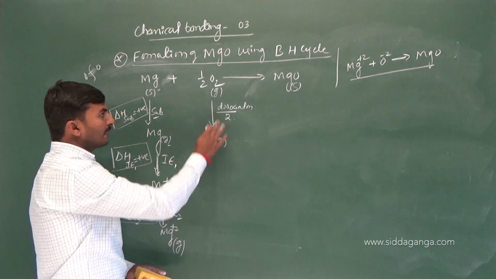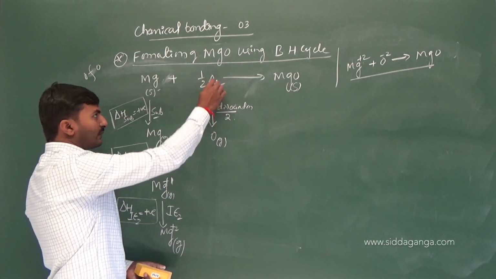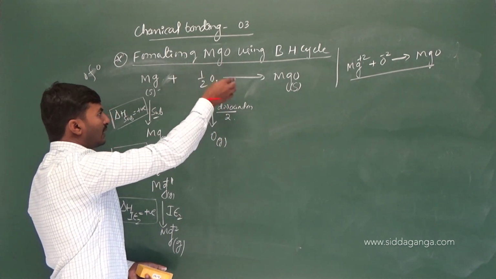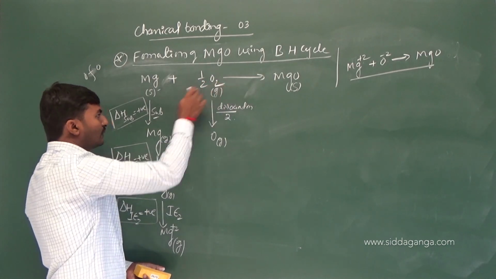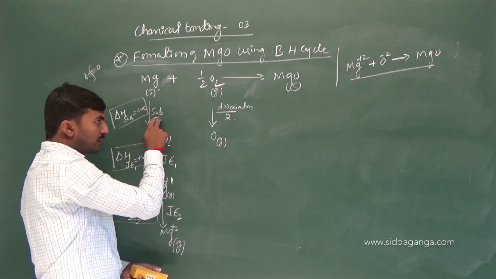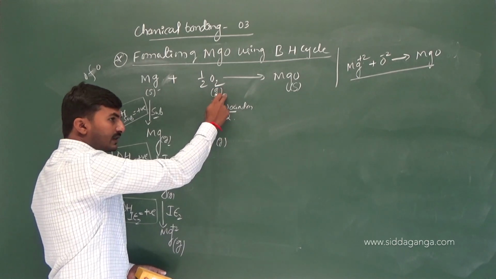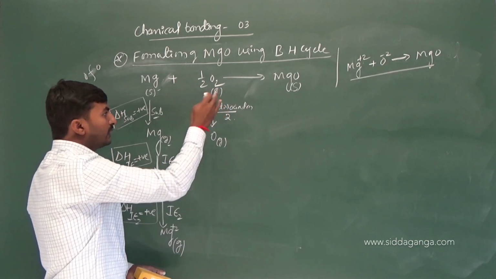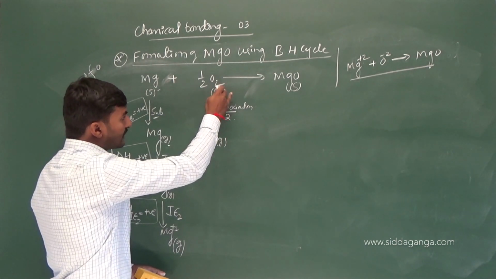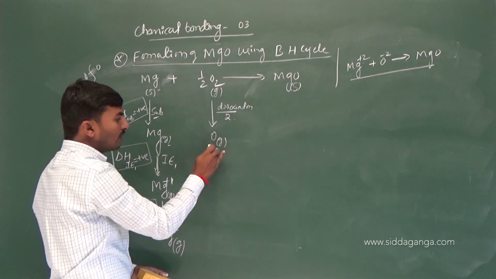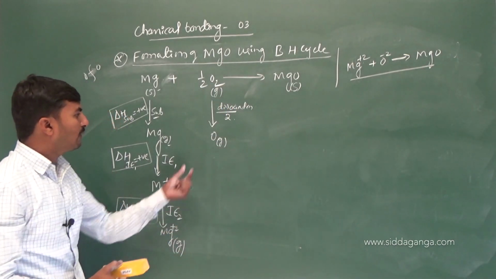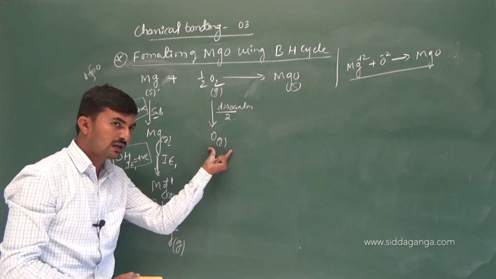Is it clear? Here in this reaction, for the conversion of oxygen, for this oxygen molecule there is no need of sublimation because it already exists in a gaseous state. The only thing that we do is dissociate this molecule into atoms. The first step is over. We just convert that molecule into the atomic state.